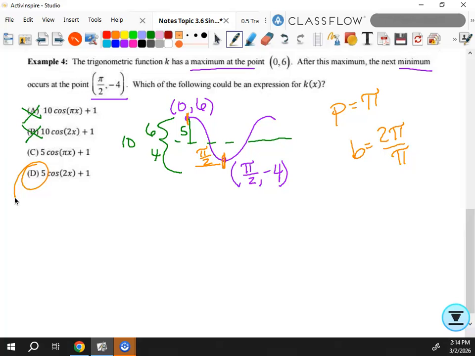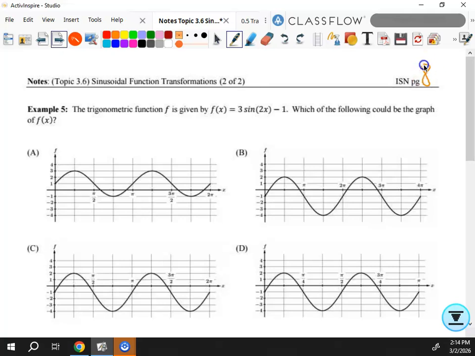All right, grab your other sheet of paper. All right. This is also going on page 87. I'm going to give you a minute. I want you to look at this one. Think about it. Talk about it.